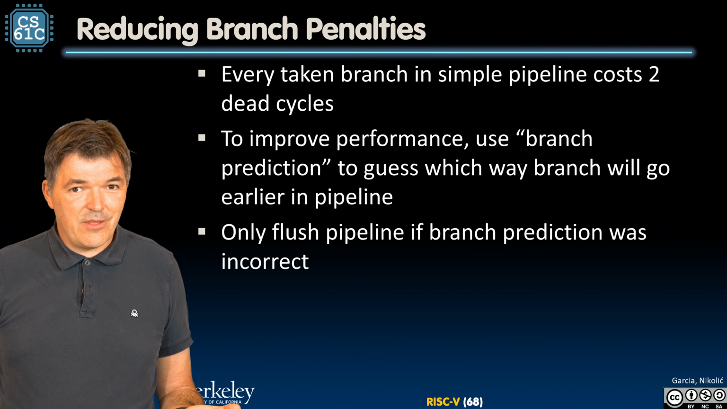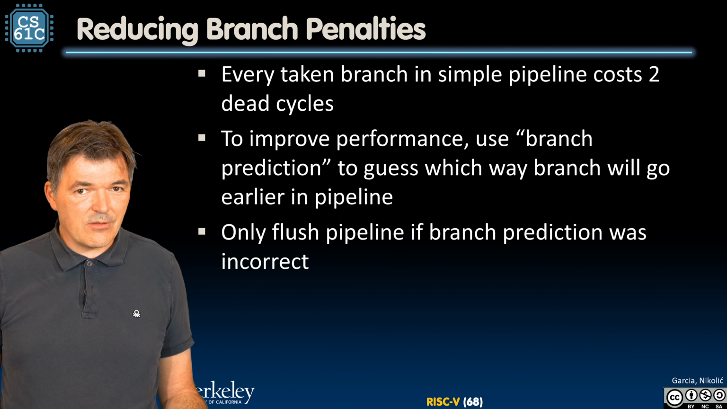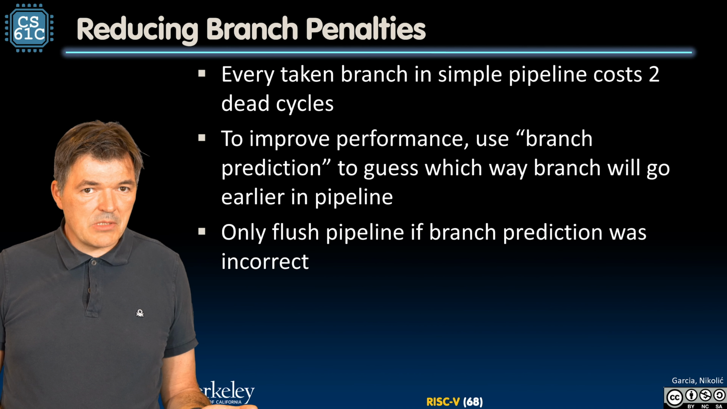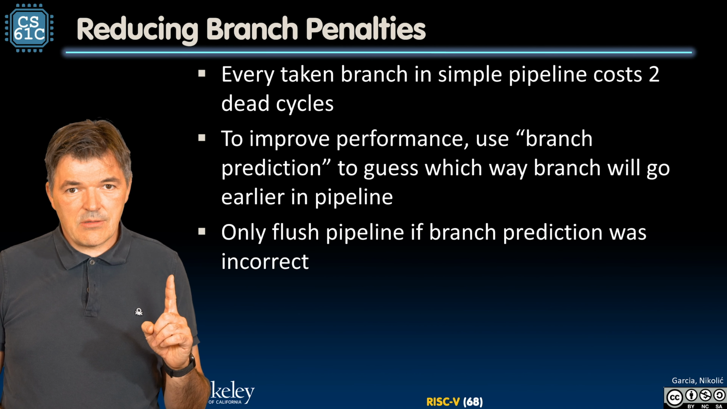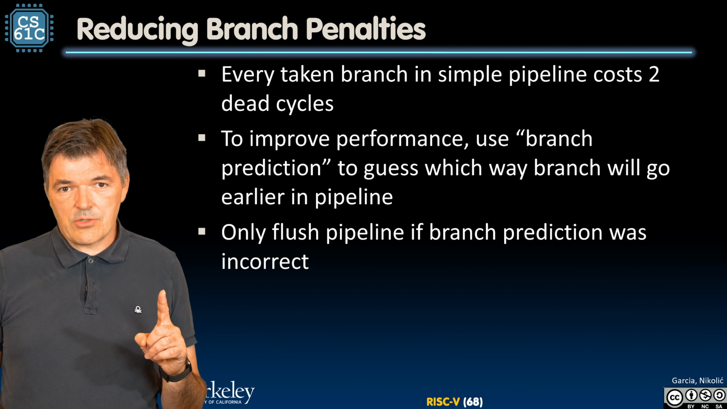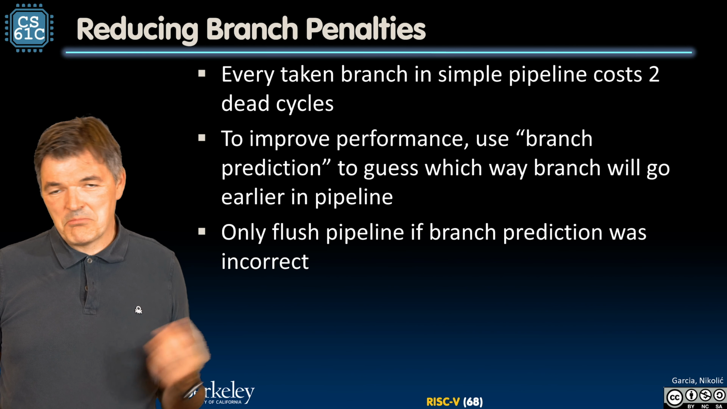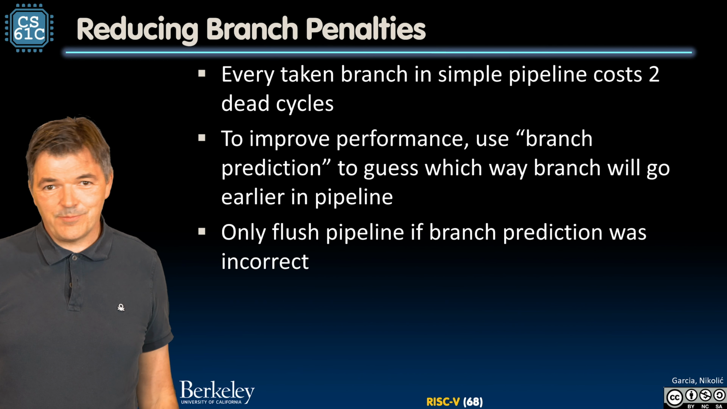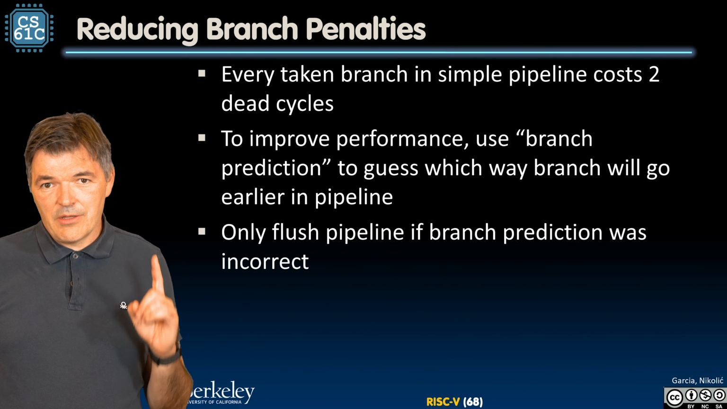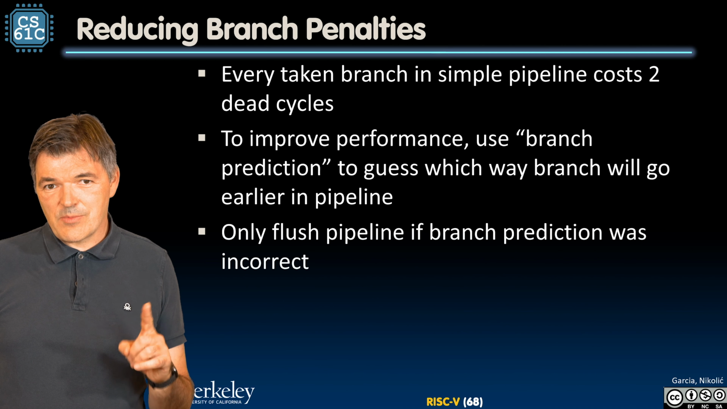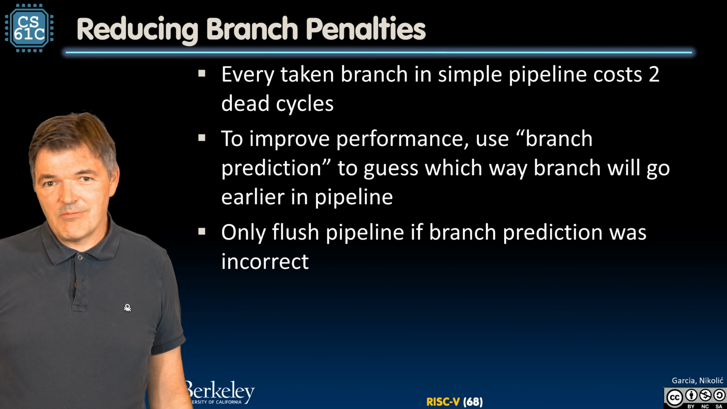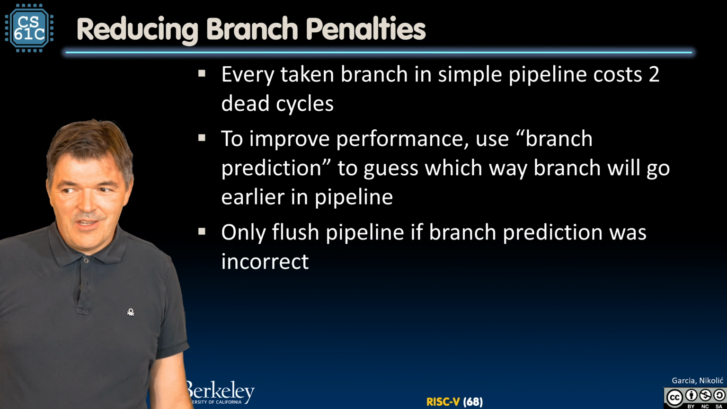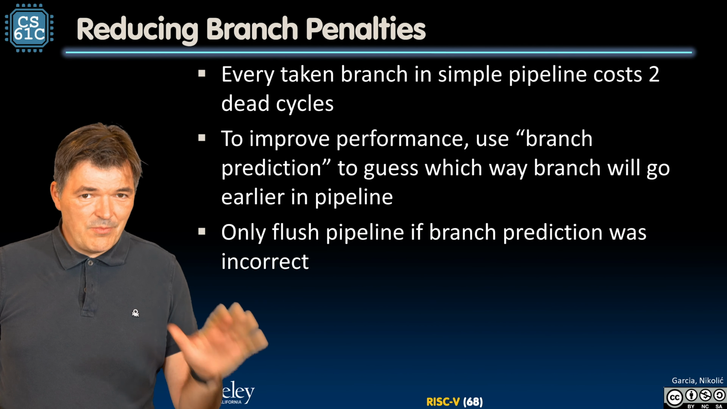Well, there are fairly sophisticated predictors out there, but the simplest one is just a single bit predictor that keeps track of whether the branch was taken last time or not. That's a pretty good indication of whether it is going to be taken the next time. So if you just keep one bit that says this branch was taken, it's going to be correct most of the time. And that's what we essentially do.